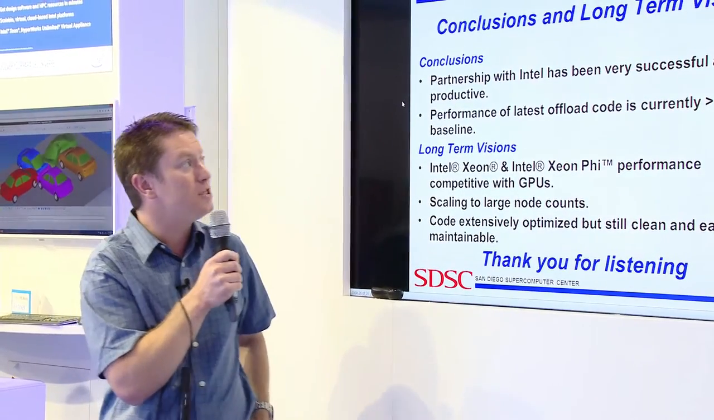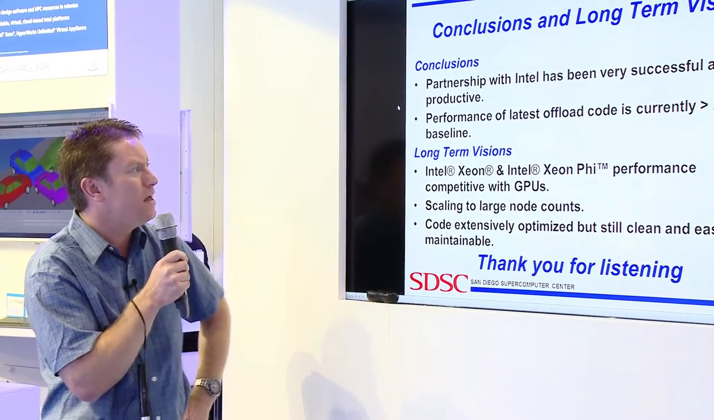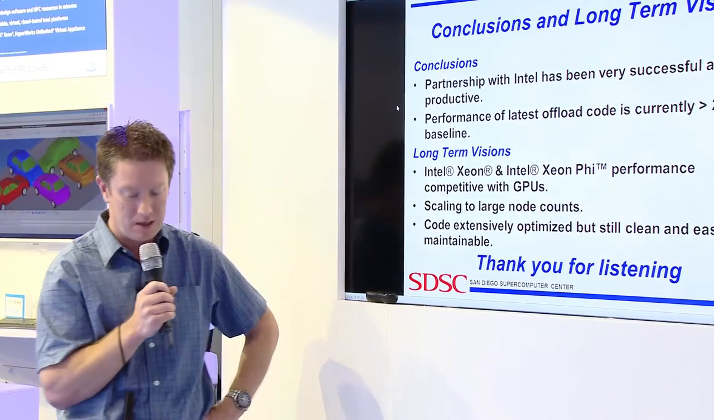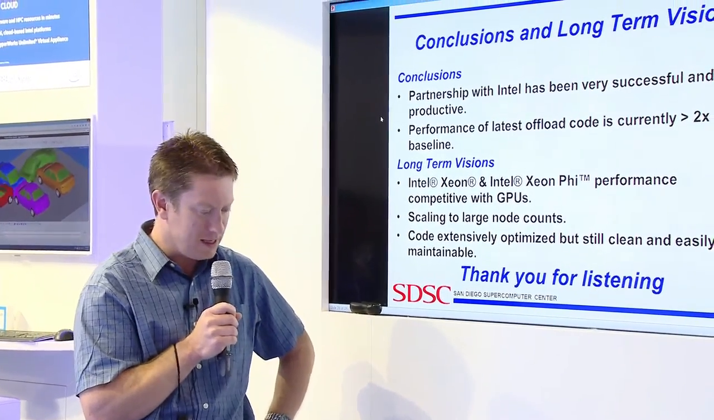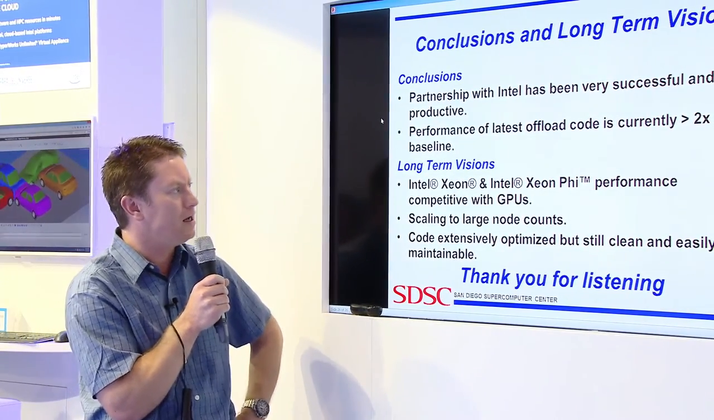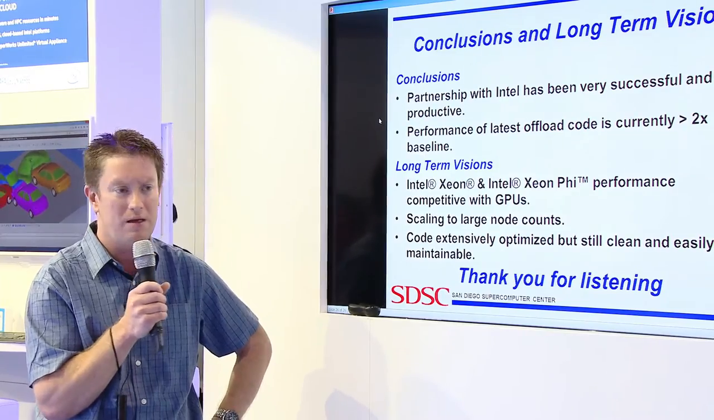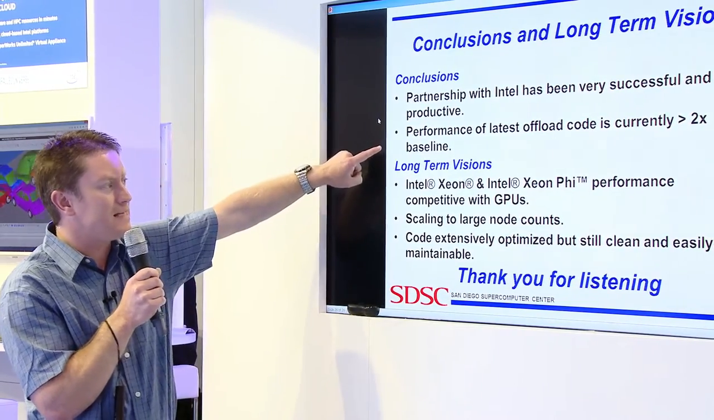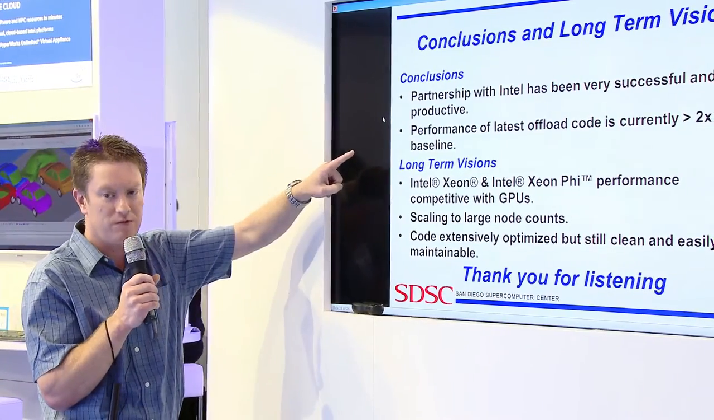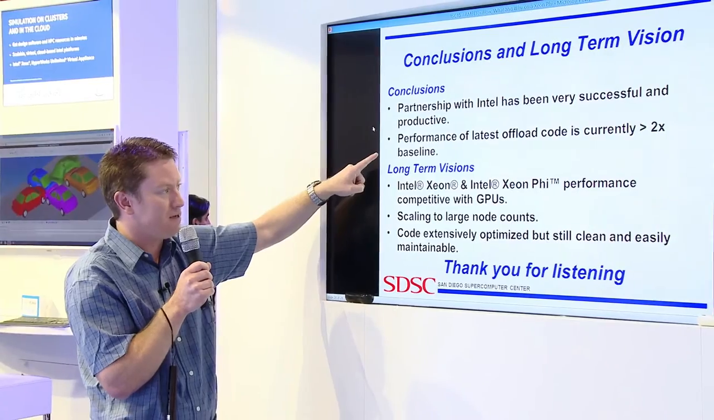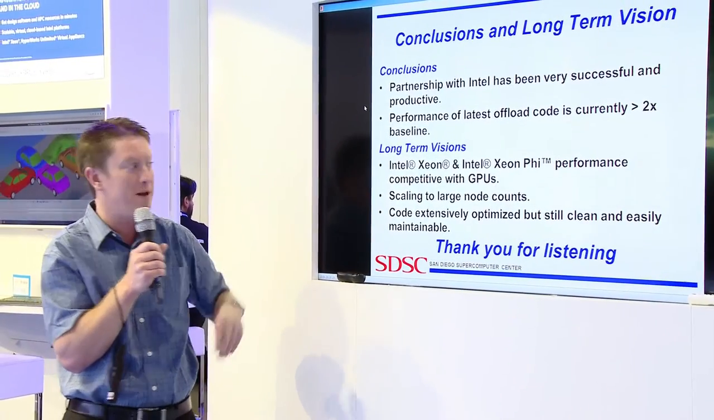So our conclusions and our long-term vision: our partnership with Intel has been very productive of late. There's an engineer called Ashraf Buyan at Intel who's been working very closely with us. That's been very, very helpful. Right now, the latest offload code, and we're going to release version 3 very shortly, but the current publicly available offload code gives you about 2x performance over our baseline.